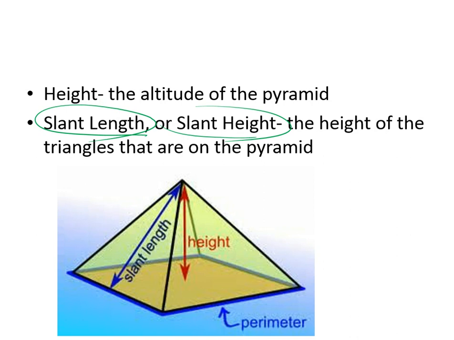And the height of it is the altitude of it, so from the middle point straight down. As you can tell, you can't walk that height because that's in the middle of the object. But you could walk up the side of it, and that's what the slant height is. And it's from the midpoint of that bottom base.